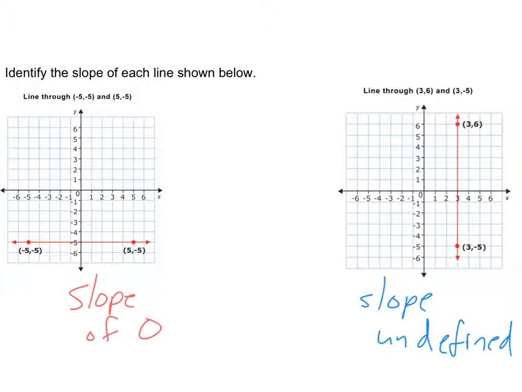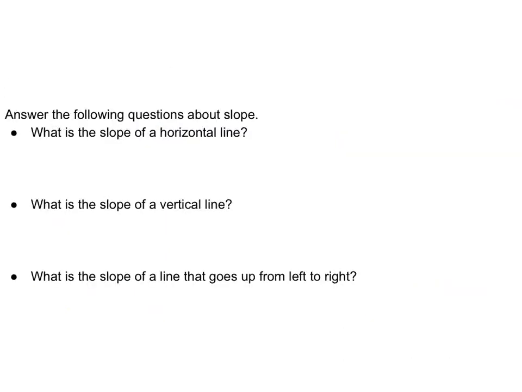You should have noticed that the line on the left is horizontal, meaning our slope is 0, and the line on the right is vertical, which means our slope is undefined. Go ahead and pause the video and answer these 3 questions, and then hit play before moving on.